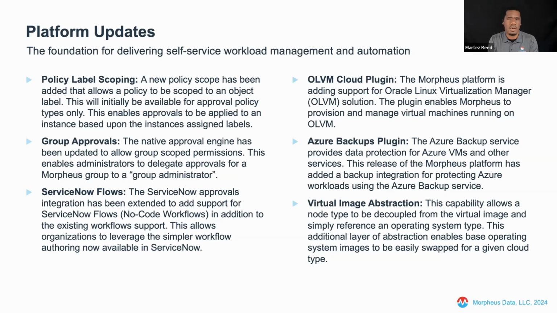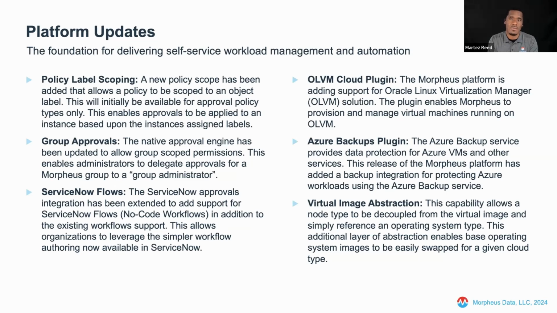So the introduction of the virtual image abstraction provides another layer that provides the ability to decouple the underlying image from the node type. The benefit of this is the ability to quickly change or iterate through a different base image. Oftentimes, there's a base image for Windows or Red Hat Enterprise Linux or various platform versions that you may want to leverage for given clouds.